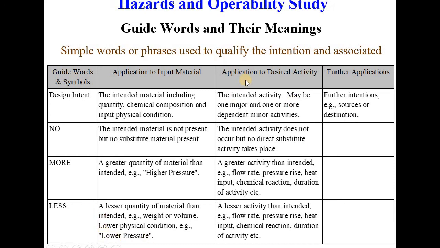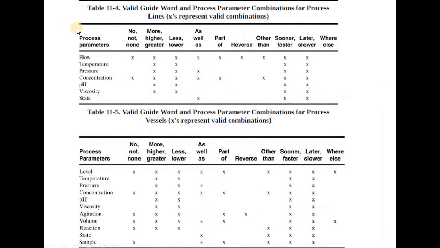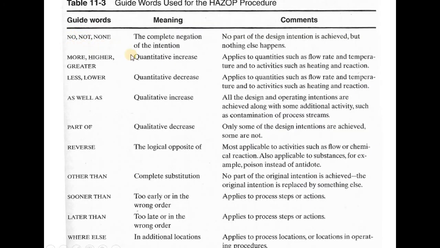Then, based on that, you identify what the consequences are. If I have a higher pressure, for example, a greater flow rate than intended, or a pressure rise, there's going to be a consequence of that, right? There's no consequence mentioned very clearly here. So what do you have? You have guide words for the hazard procedure. You see all of these. There are many words actually. You can go to more and more words, but these are very nice words.